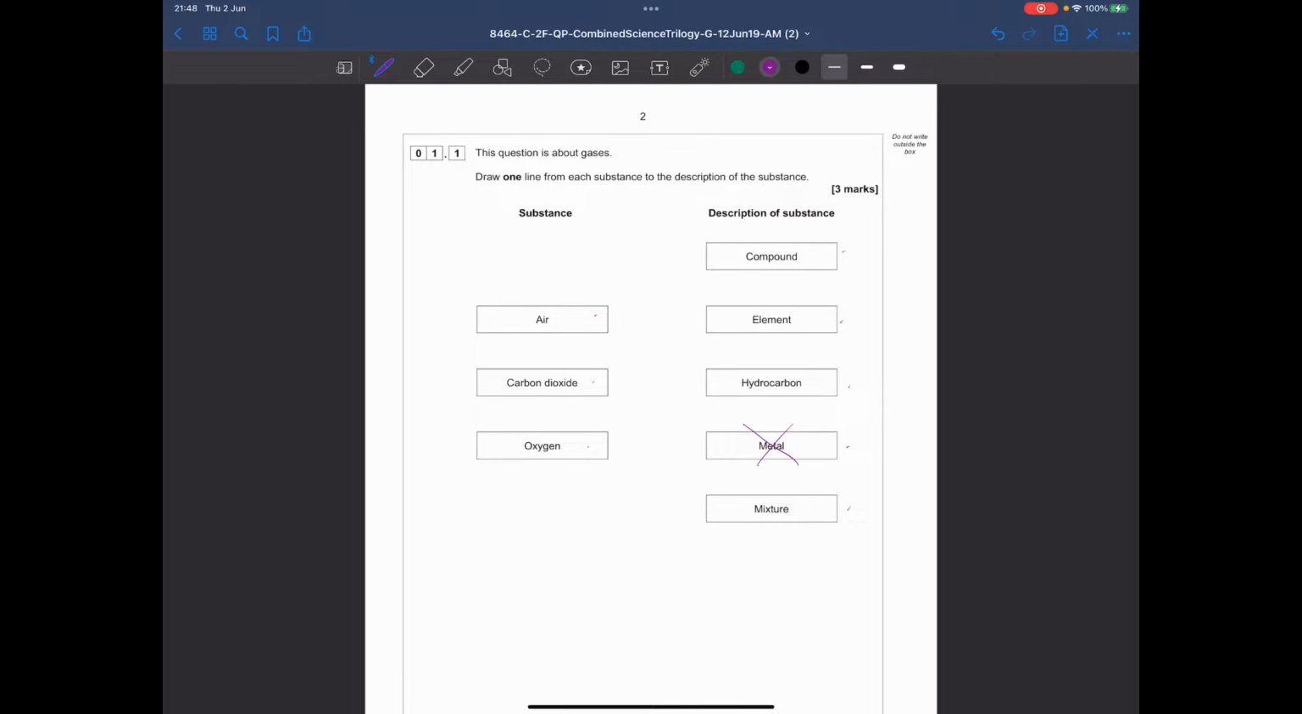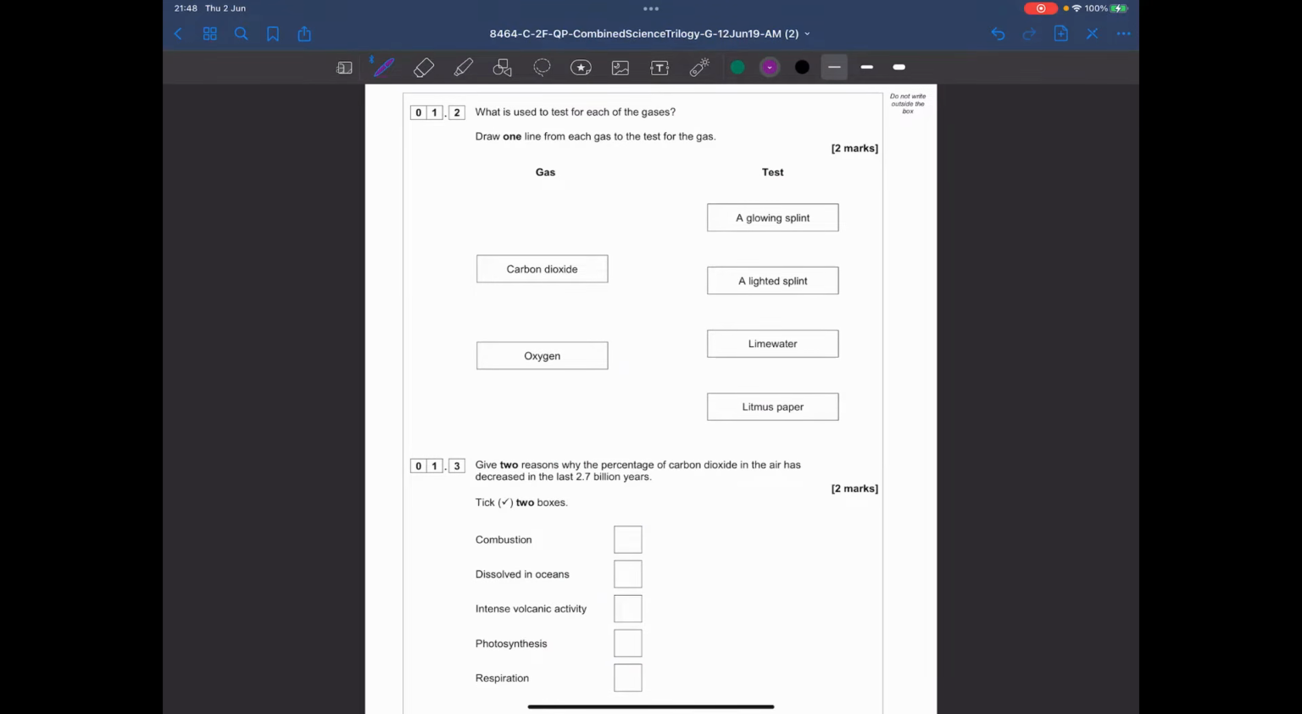Now, oxygen is an element because we find it on the periodic table of elements. Carbon dioxide is CO2, which means we've got carbon and oxygen bonded together, so that makes it a compound. And air is loads of different gases. You've got oxygen floating about, you've got argon floating about, carbon dioxide, nitrogen, all floating about, but they're not bonded to each other, so therefore it makes it a mixture.